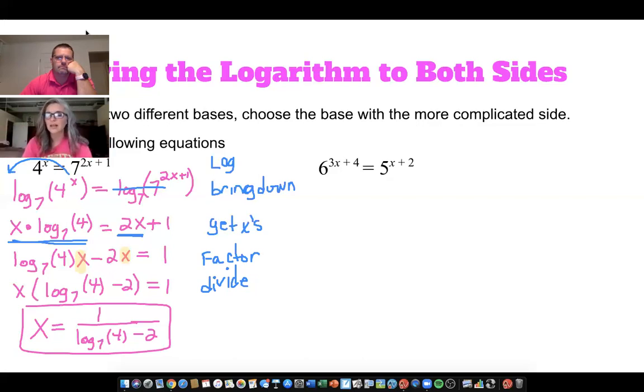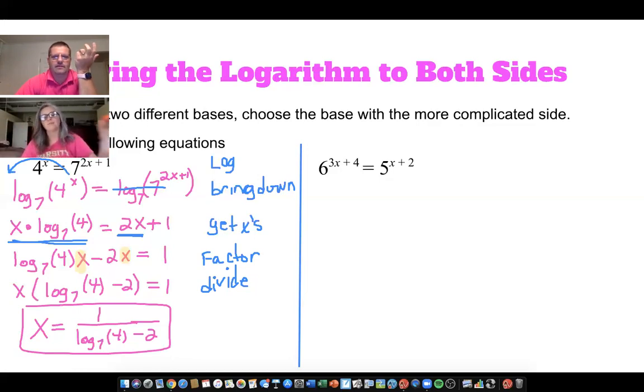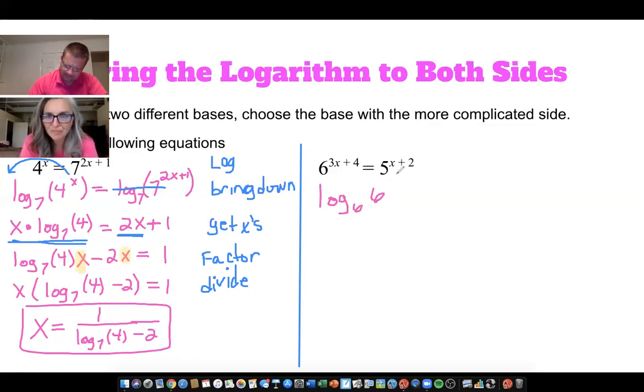Okay, so let's do that again, a little more complicated. Now we've got one with icky exponents on both sides. I'm going to choose the ickier of the icky exponents, which is 3x plus 4. So I'm going to do log base 6 of both sides. That would be 6 to the 3x plus 4, and that's nice because now I'm only going to have 3x plus 4 left. And on the other side, I'm going to have log 6 of 5 to the x plus 2.